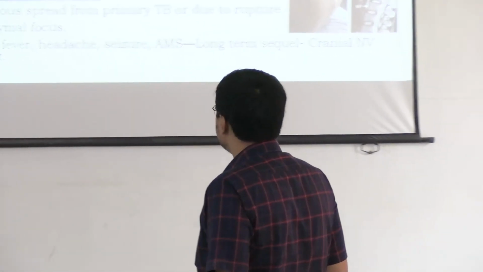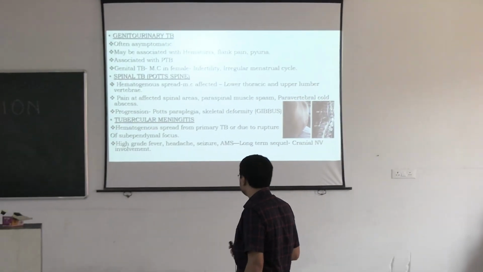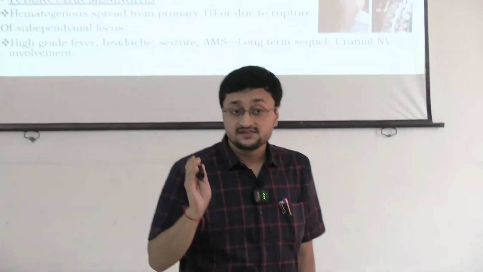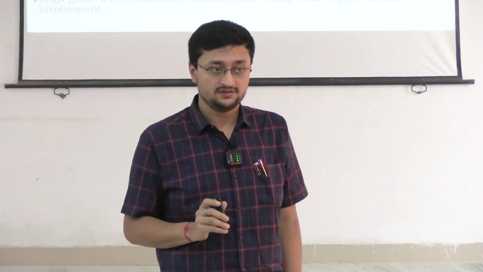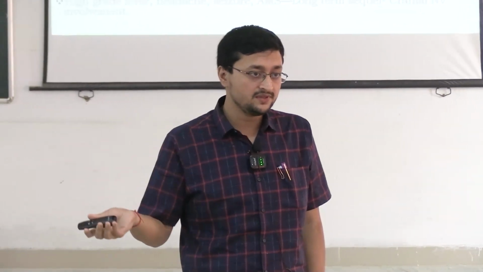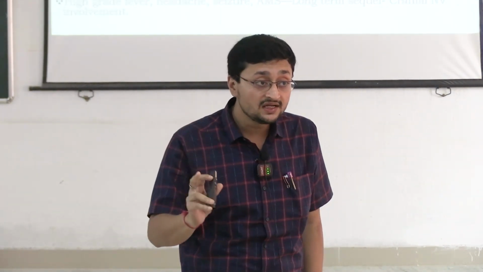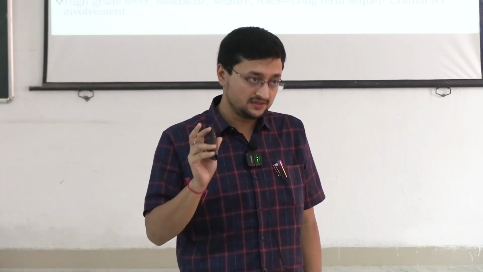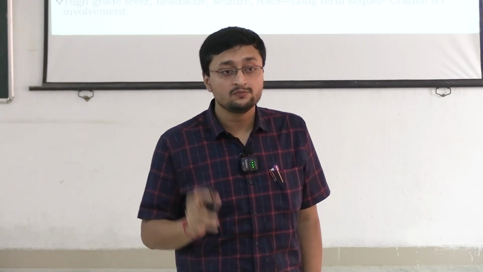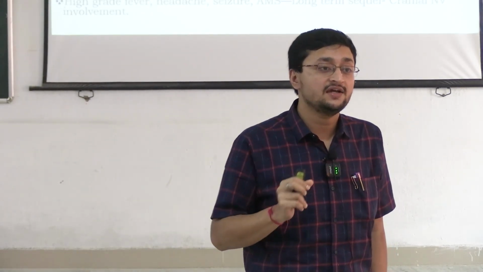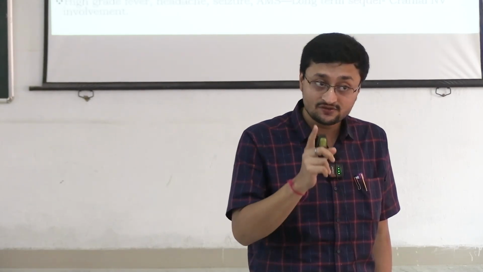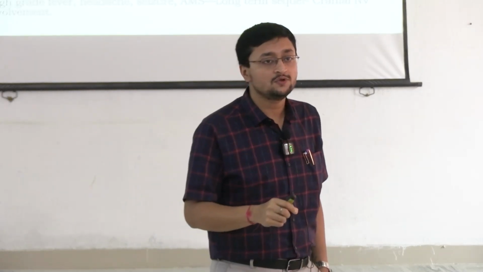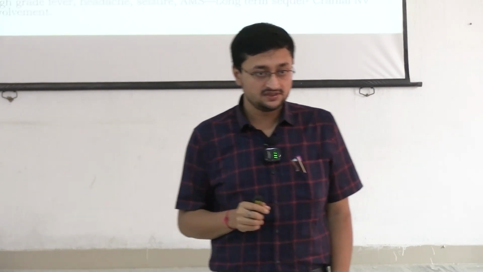So these are the common signs of meningitis: high grade fever, headache, seizure, and altered mental status like other meningitis. But what are the sequelae of tubercular meningitis? This is very important. Long-term sequelae of untreated tubercular meningitis: cranial nerve involvement. This is most important. It happens in bacterial or pyogenic meningitis too, but rarely. Which cranial nerve is mostly affected by tubercular meningitis? This is your NEET PG question. The sixth, or abducens, is the most commonly involved cranial nerve in case of TB meningitis.